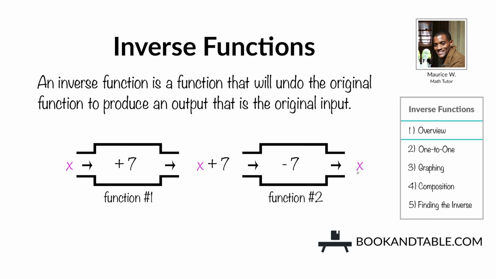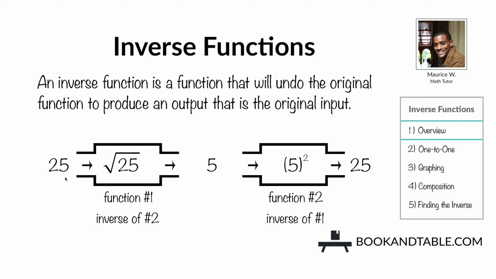And since we wind up with the original input, that lets us know that function number 2 is the inverse of function number 1. And function number 1 then is the inverse of number 2. So these two functions would be inverses of each other since they undo each other.